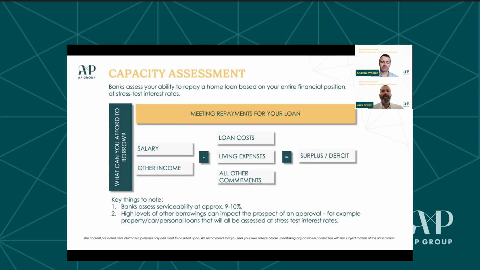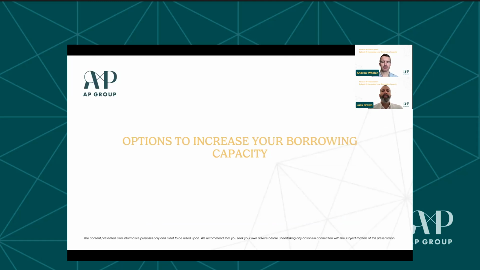Thanks, Andy. I think that's a pretty simple formula for people to get their head around. And I guess the next obvious question is, what can people do to impact those formulas and ensure that the outcome is more favourable and they're able to secure a loan?